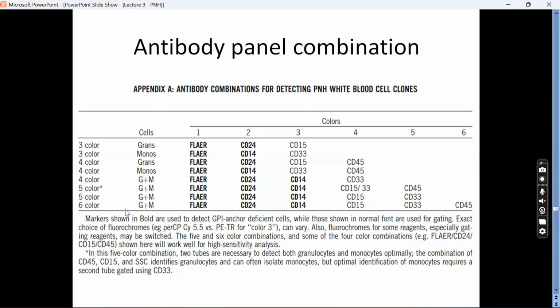So the best is 6-color with 1 tube panel, or a 5-color 1 tube, but you need to compromise on one of the markers here. If you are doing 4 colors, you need to put 2 tubes, one for monocytes and one for neutrophils.